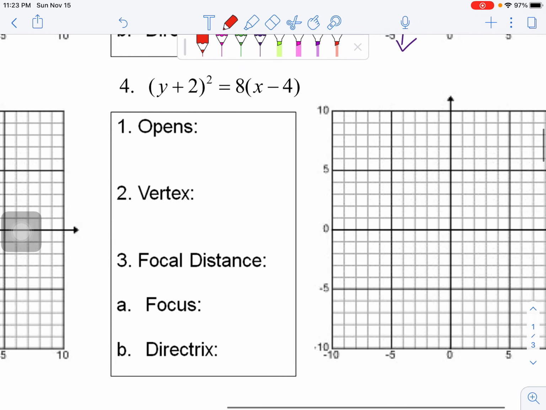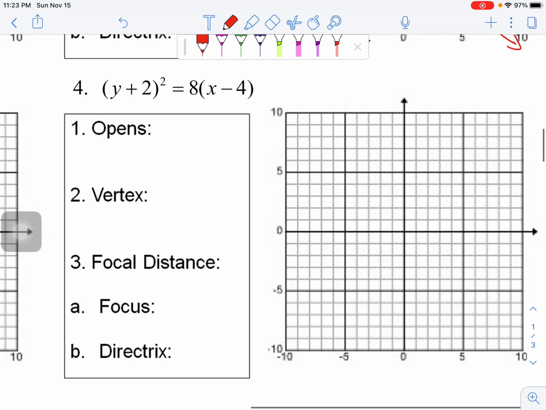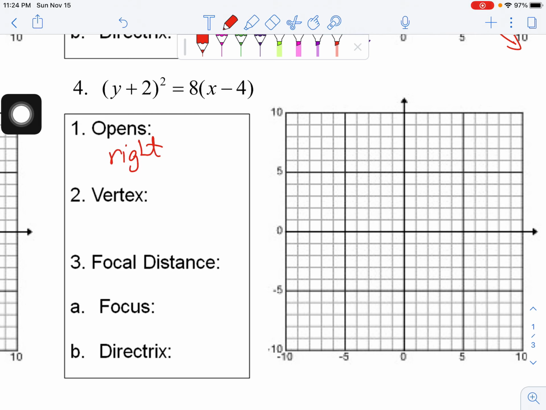All right, problem number 4. All right, so we've got y squared, and we've got a +8, so this is opening to the right. Vertex, what's attached to x, what's attached to y, but remember to flip their signs, so 4, -2. I'm going to take the absolute value of 8 divided by 4 is my focal distance. That's just 2. All right.